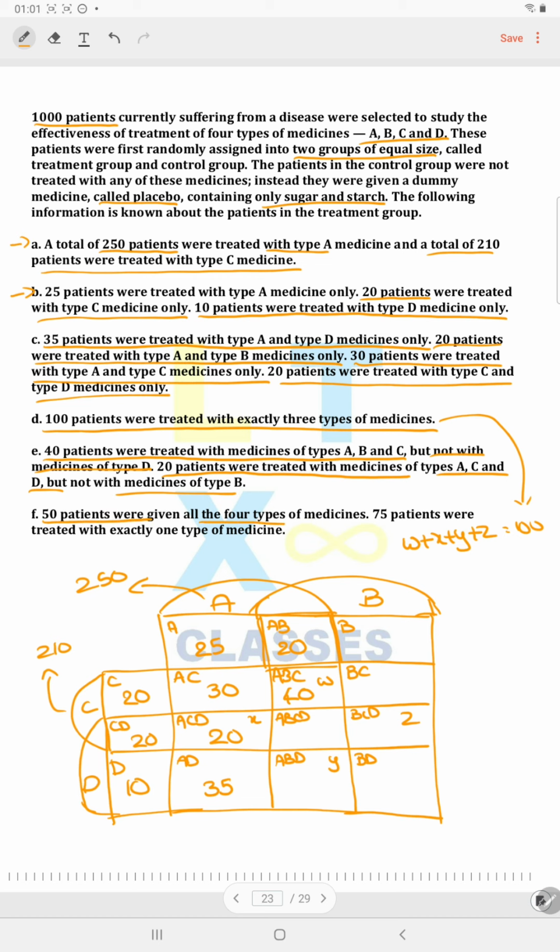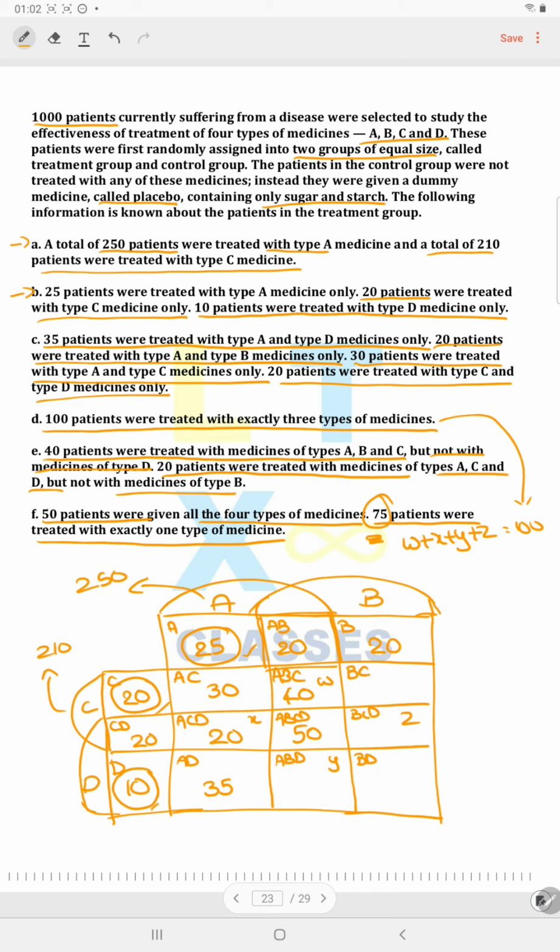50 patients were given all 4 types of medicines. Under A, B, C, D, there is only one cell, that is 50. And 75 patients were treated with exactly one type of medicine. That means only D, only C, only A and only B. Now we know the sum of all these, only A, only B, only C, only D, is 75. Since we already have 25 here, 20 here and 10 here, the summation of this is 25 plus 20 is 45, 45 plus 10 is 55. Since the total is 75, 75 minus 55 is 20. So we also know this number.